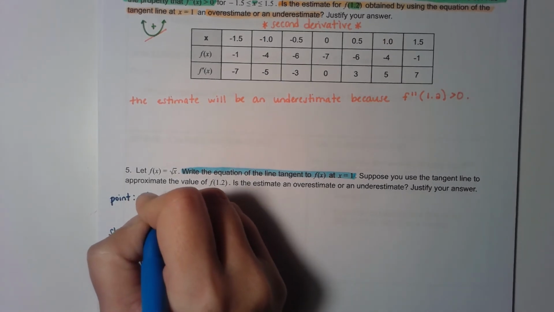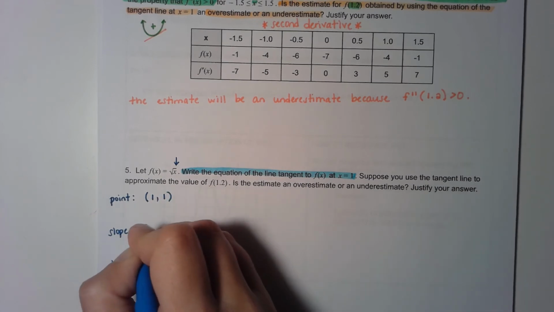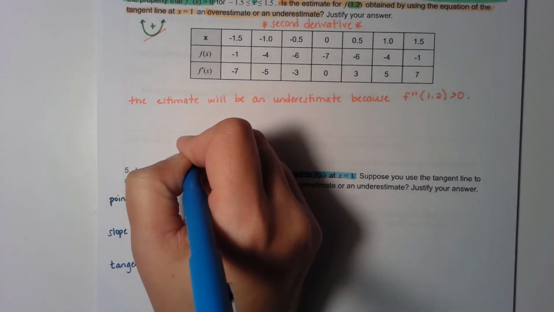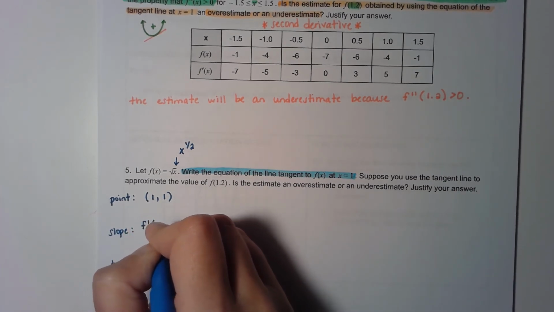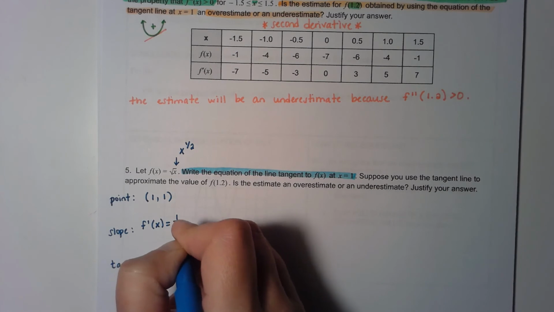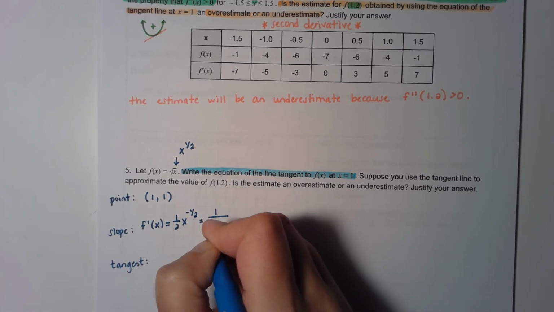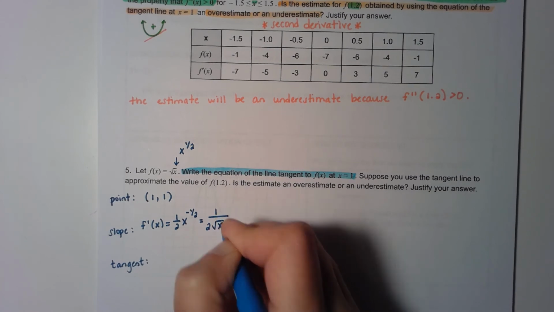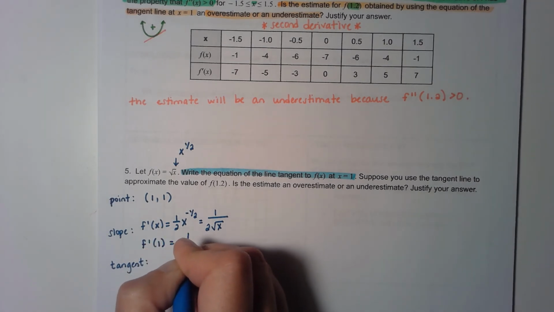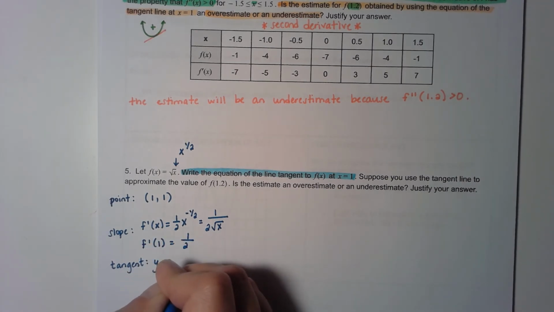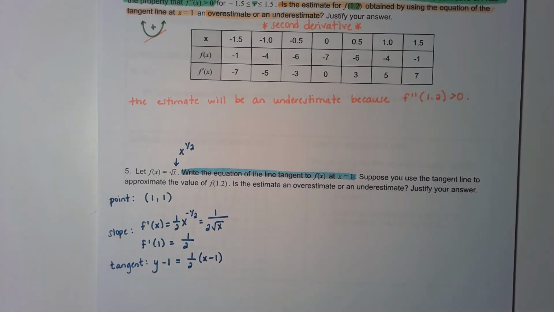The point here would be the point 1, comma, if I plug that into this original function, I get 1. My slope, it's easier to figure out the derivative if I rewrite this as x to the 1/2. So f prime of x is going to be 1/2 x to the negative 1/2. And if I just rewrite that with a square root in the denominator, it would be 1 over 2 root x, which means f prime of 1 would be 1/2. My tangent line would be y minus 1 equals 1/2 times x minus 1.